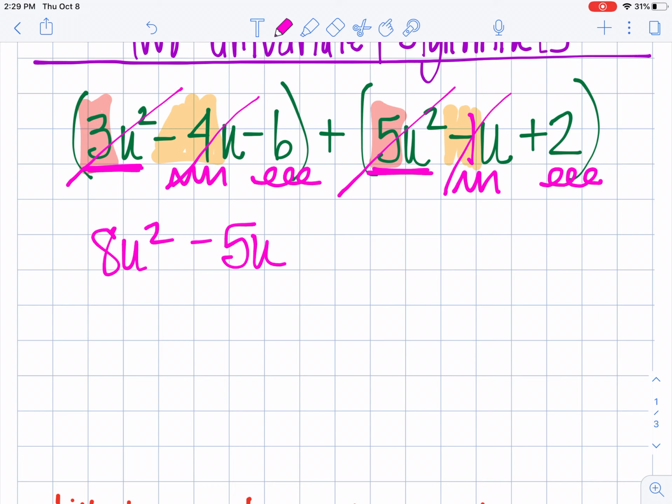And the last thing I have is my constants, which is negative 6 and 2. So I'm going to add together negative 6 and 2, and negative 6 plus 2 is negative 4. And this would be my final answer.